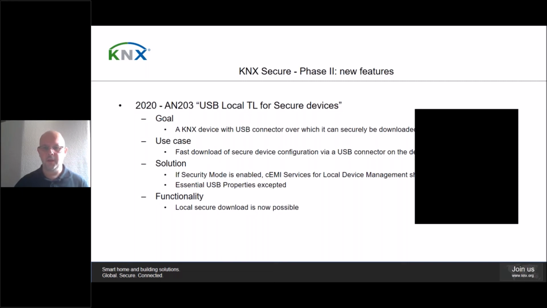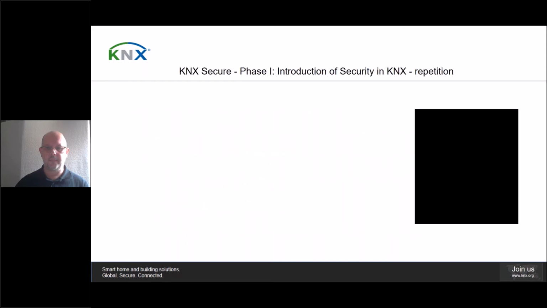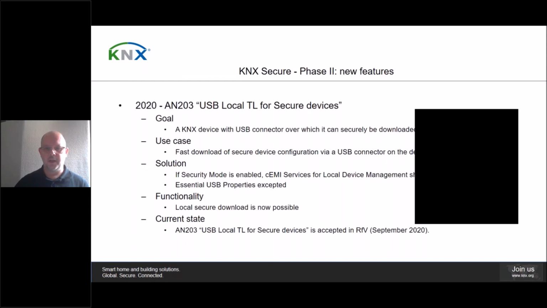The functionality? This now allows for a local secure download. If ETS detects that the target address equals the individual address of the local interface, it will, after confirmation by the user, continue the download via the common EMI transport layer over USB. This is at transport layer level and up, so it allows that secure SR data messages are exchanged with the device. The current state: AN203 USB local transport layer service has been accepted in release for voting in September 2020.